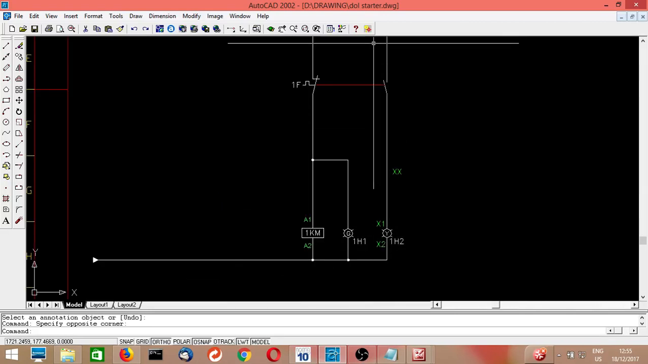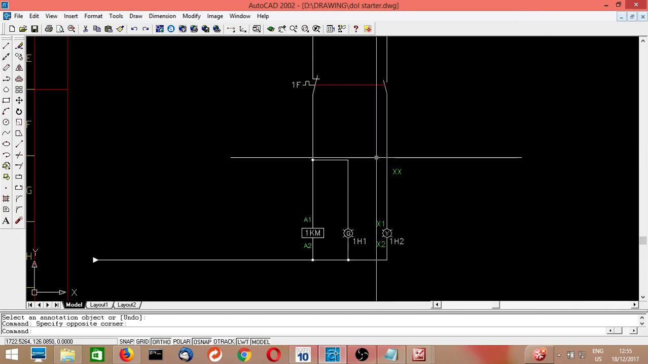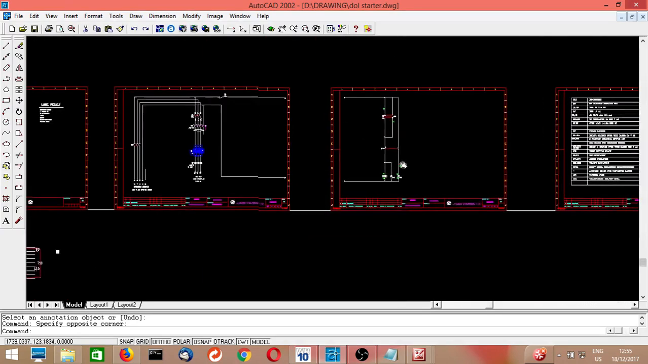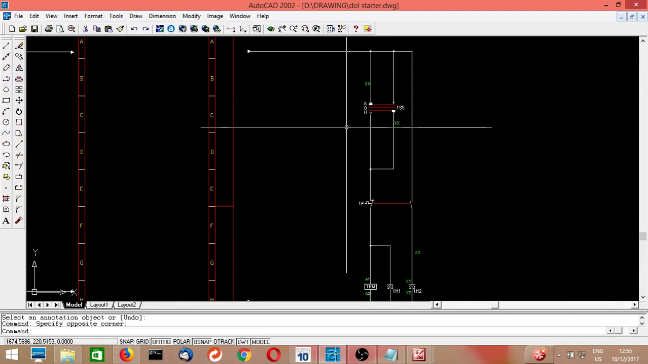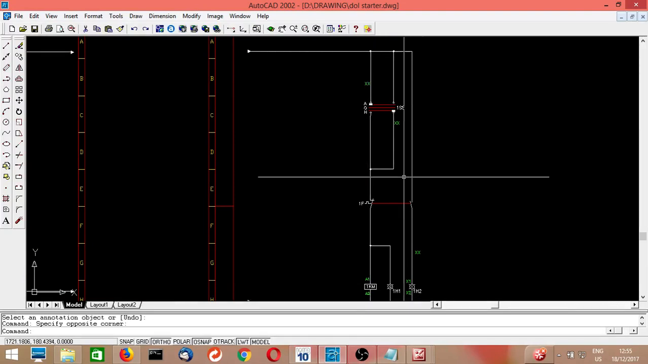This is the trip contact, so it will be trip. When put in auto side also it will directly run; hand side or auto, it will be done.